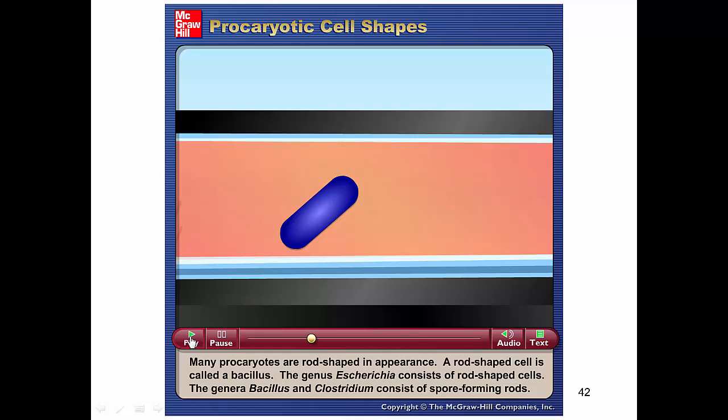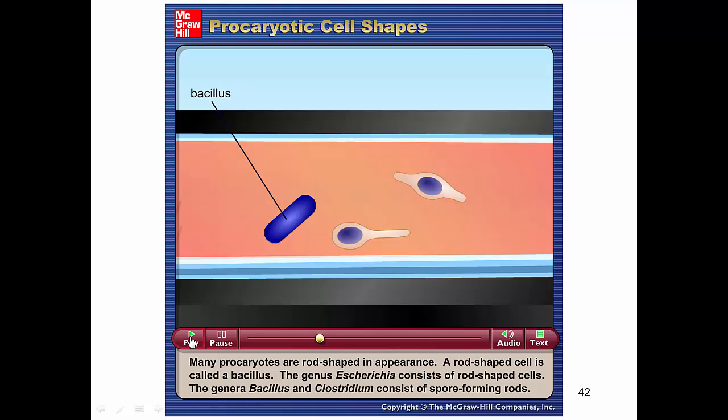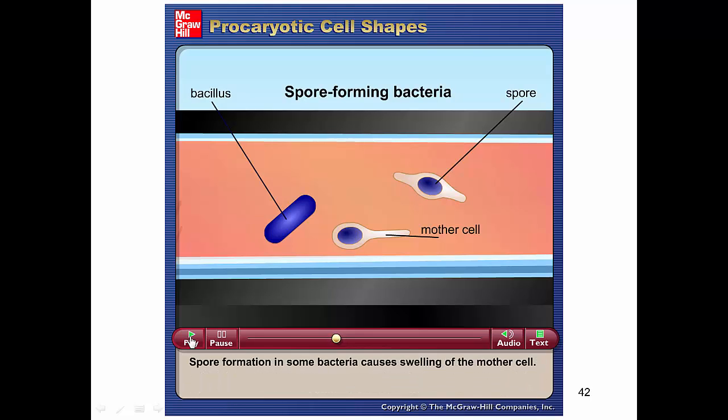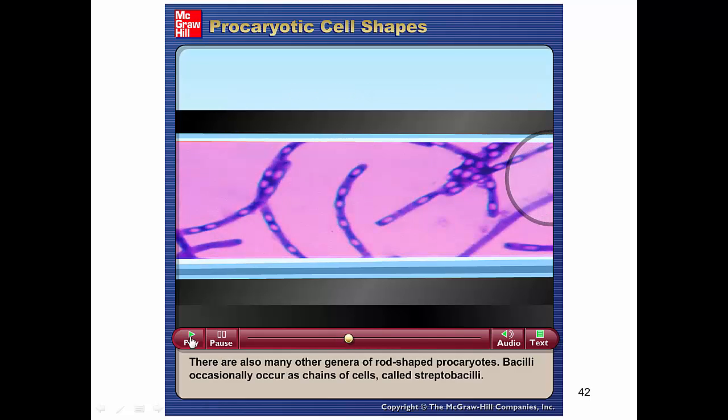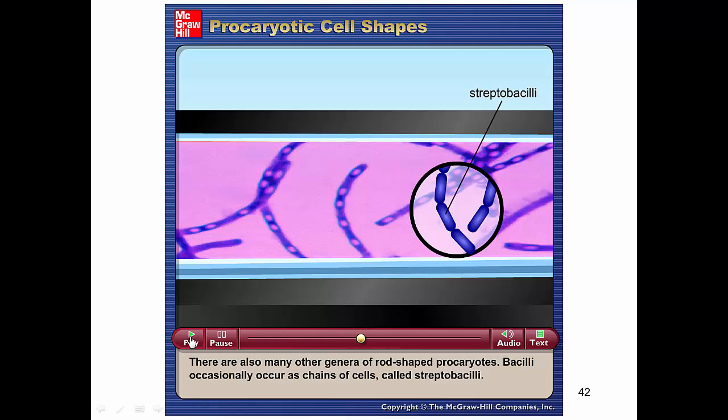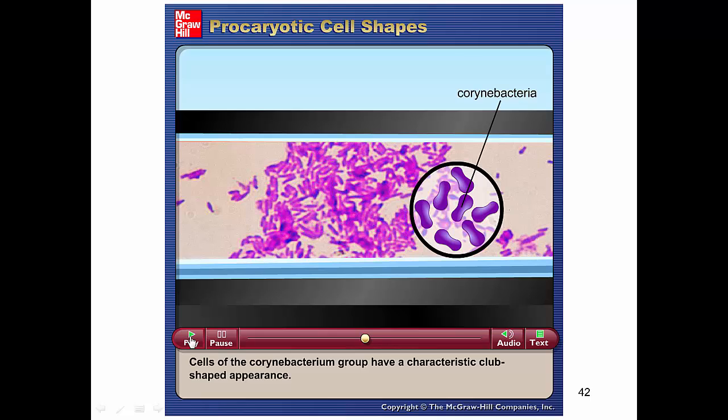Many prokaryotes are rod-shaped in appearance. A rod-shaped cell is called a bacillus. The genus Escherichia consists of rod-shaped cells. The genera Bacillus and Clostridium consist of spore-forming rods. Spore formation in some bacteria causes swelling of the mother cell. There are also many other genera of rod-shaped prokaryotes. Bacilli occasionally occur as chains of cells called streptobacilli. Cells of the Corynebacterium group have a characteristic club-shaped appearance.